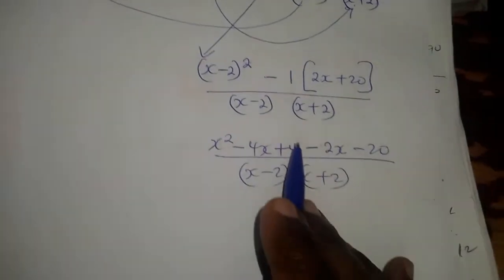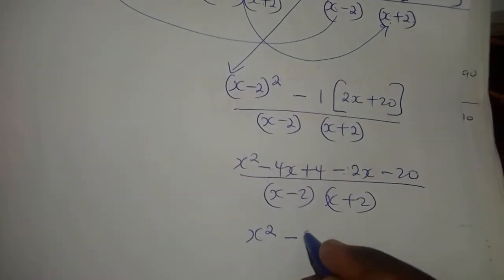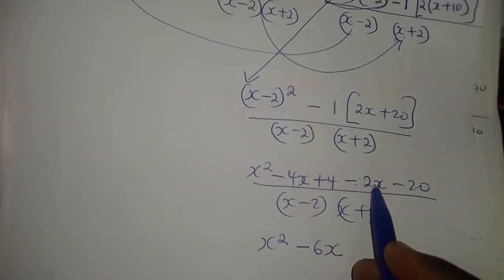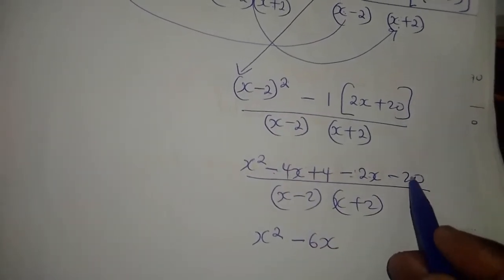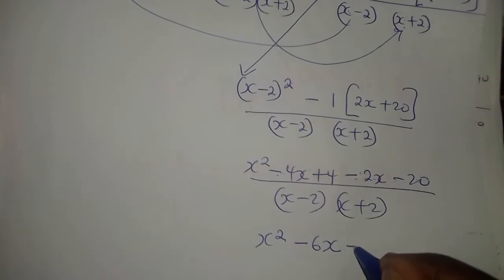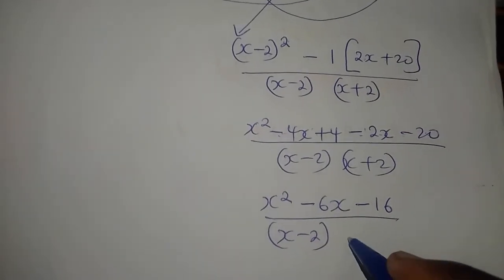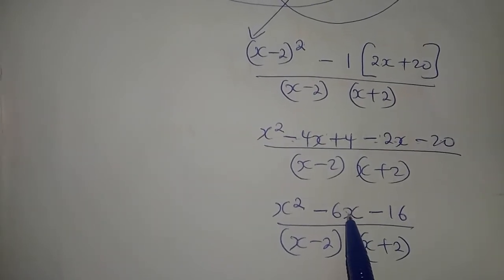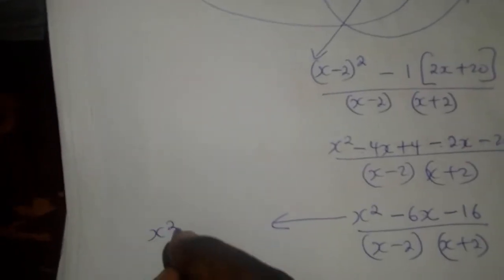I'll collect the like terms here. I'm going to have x squared, then minus 4x minus 2x. This gives me minus 6x. Minus minus. Look at this. A debt of 4 shillings, a debt of 2 shillings. That gives me a debt of 6 shillings. Then plus 4 minus 20. A debt of 20 with 4 shillings in the pocket. So I actually made a debt of 16 shillings, over x minus 2, then x plus 2. So I have to solve this quadratically to arrive at the final answer. So I can just take it somewhere here. I can come here and say x squared minus 6x, then minus 16.